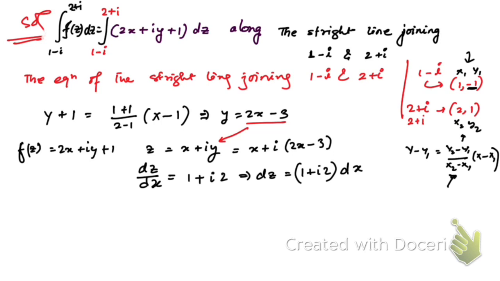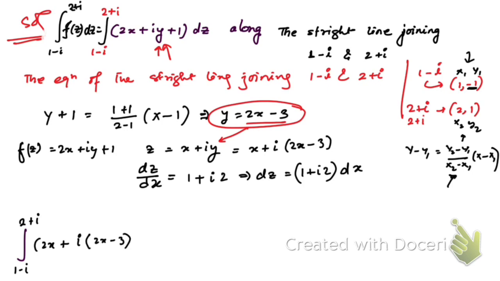So here, now integration 1 minus i to 2 plus i, here twice x plus i. Let us replace this y by this value of y, not this one, this one, let us put here. Then what we're going to have, i into twice x minus 3 plus 1, right?